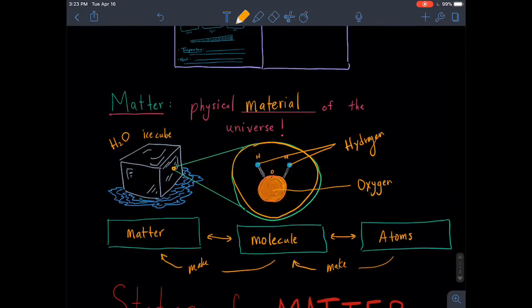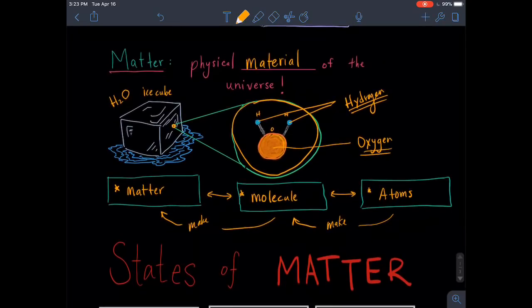So this is important because as we dig deeper, these are going to be common vocabulary terms. Whether we're talking about matter of the universe or molecules or atoms, it's important to know the difference. So these atoms, hydrogen and oxygen, make up a molecule of water. Molecules of water make up an ice cube, which is our example of matter.